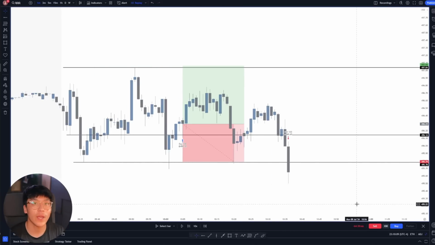so as you can see right there, we ended up getting stopped out for the last day of the week. If you were to risk 1R on every single trade, you would have ended off the week with 5R profit.